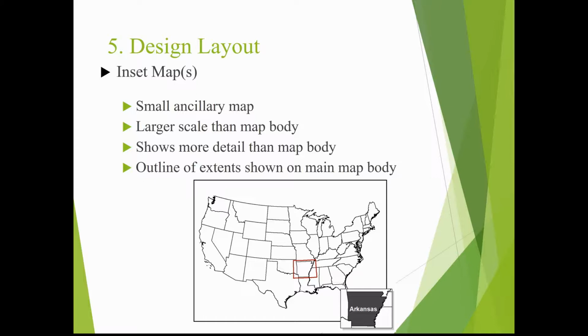To make it obvious to the map reader where the inset map is referring to on the main map, you should show an outline of the extents of the inset map on the main map body, or provide leader lines from the main map body to the inset map.